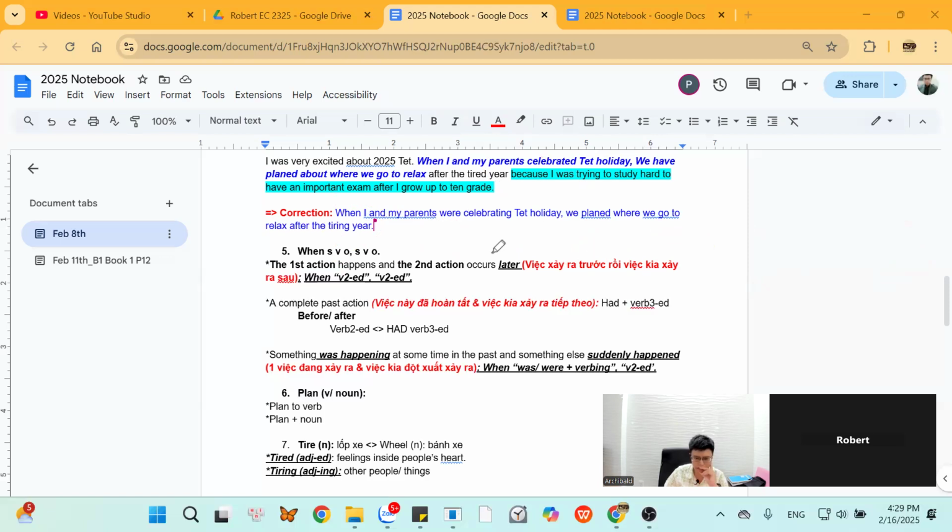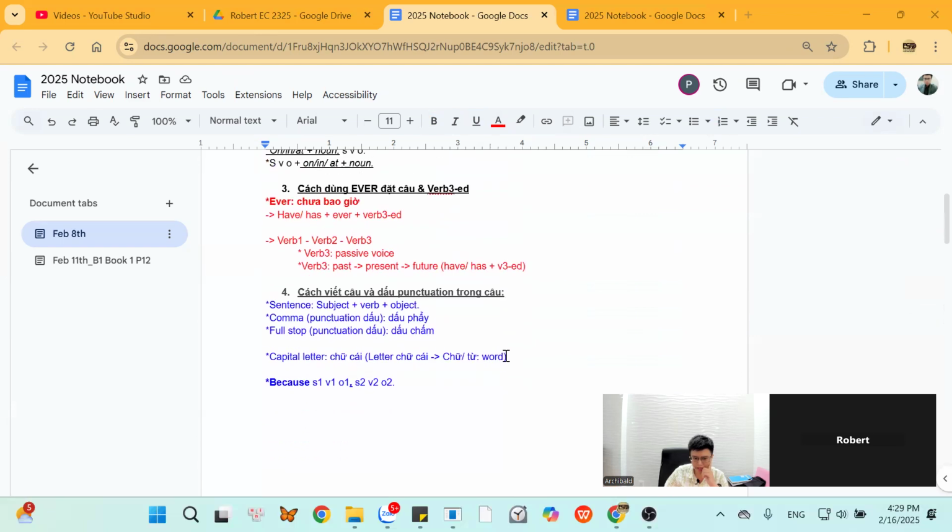I was trying to study hard to have an important exam. And what is the second sentence? After I grow up to 10th grade. And do you know the way to use because? You use because with, okay, a comma. The first word is because, right? And the second one, that is a comma, to combine two sentences together. A comma right here. You have to use a comma to combine two sentences together.